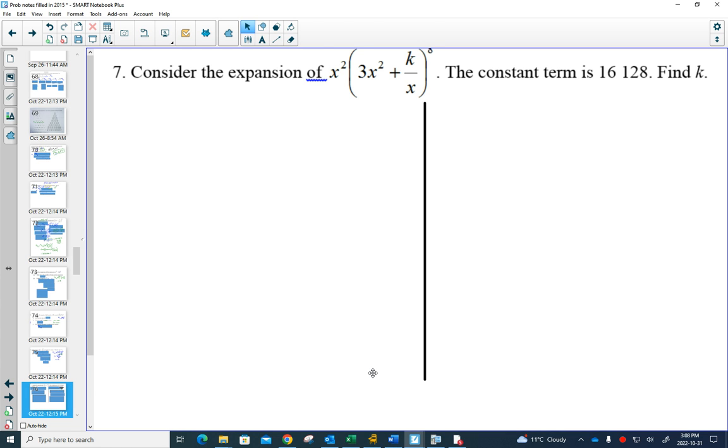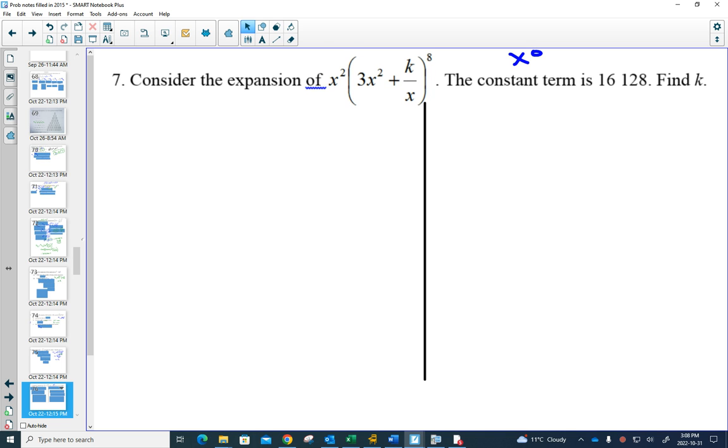So we need a constant term. In other words, all the x's have to go away. We have an exponent of 8. So we can go to our formula and say we know that n is 8. We don't know what r is. We know that, I like this one. Okay.